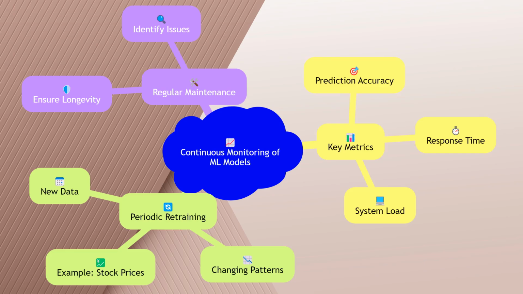After deployment, continuous monitoring of the ML model is essential to ensure its performance remains optimal. This involves tracking metrics like prediction accuracy, response time, and system load. Additionally, the model may need periodic retraining with new data to adapt to changing patterns. For example, a model predicting stock prices would require frequent updates to incorporate the latest market trends. Regular maintenance helps in identifying and addressing issues promptly, ensuring the model's longevity.